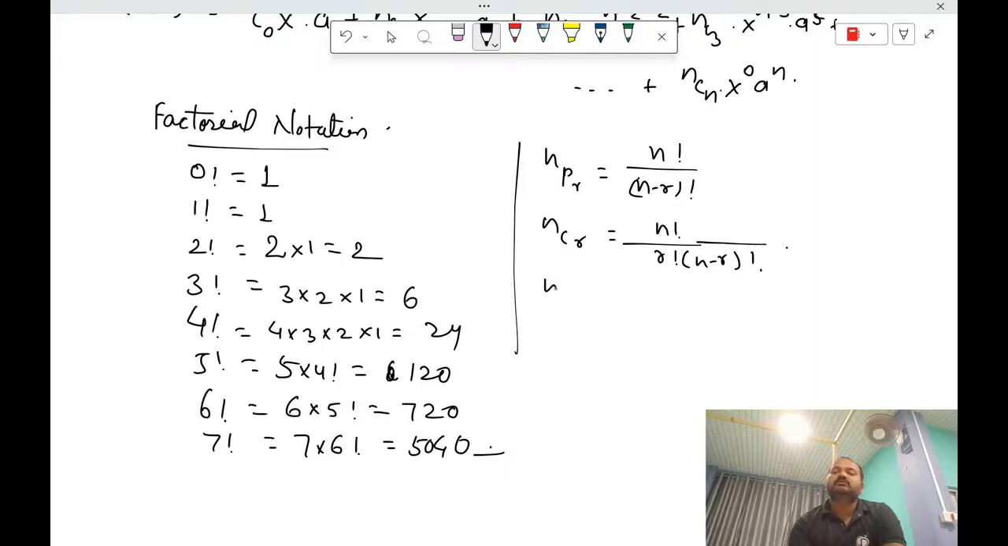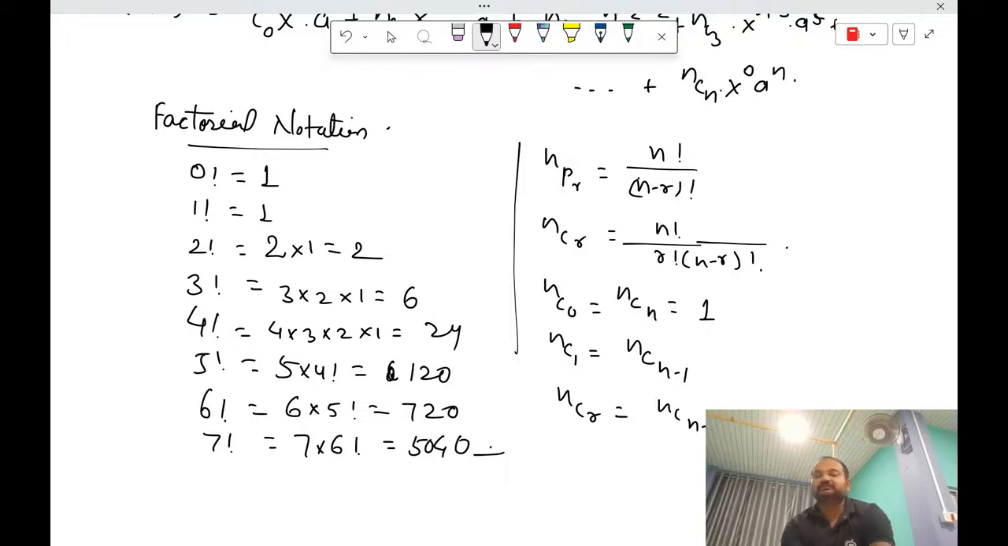And here we will learn something about nC0. nC0 is equal to nCn, and its value will be 1. Okay. Now if I say nC1, its value will be equal to nC(n minus 1). Or we can say that nCr has the same value as nC(n minus r).